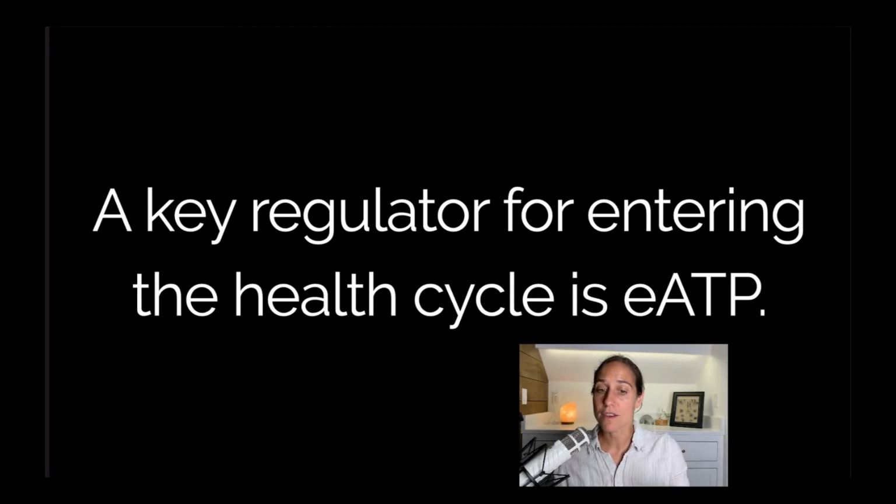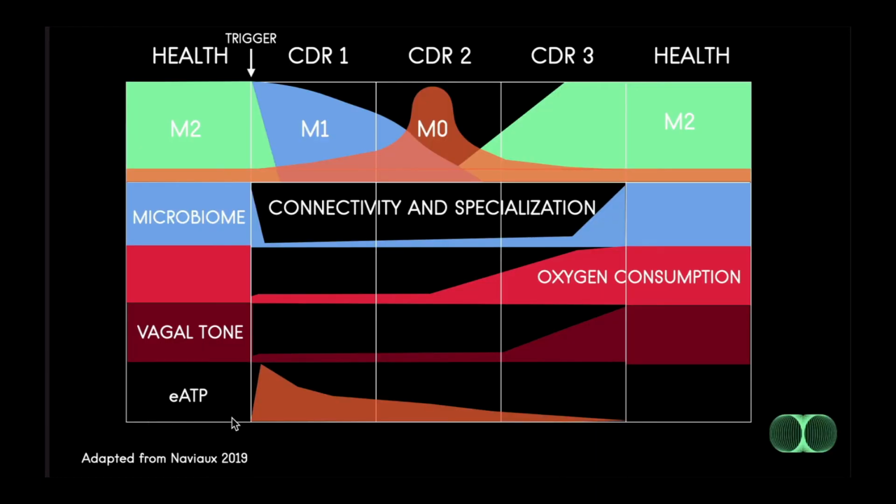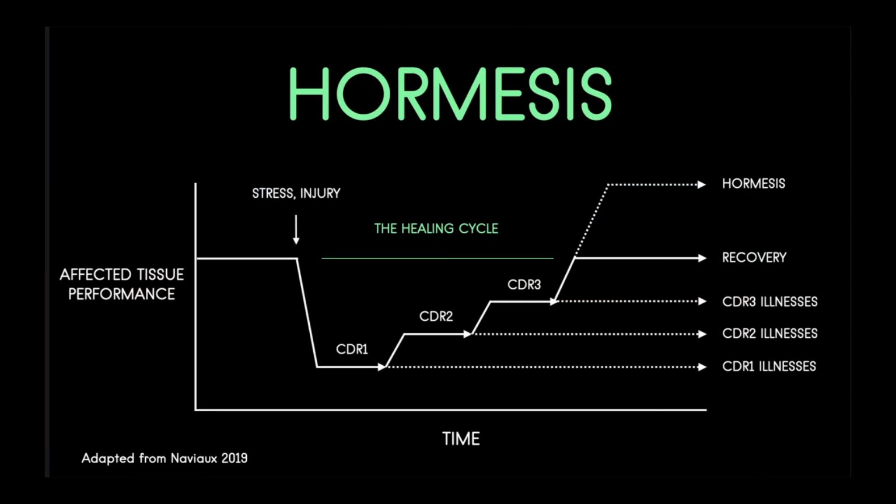A key regulator for entering the health cycle is eATP. So as I explained earlier, this is really the core signal that is letting the area know whether or not there's injury or we can now go back into being healthy and thriving. And so we can see here at the bottom that we have this spike in eATP, which is really this core primitive signal of some sort of attack, and that as the healing cycle is progressing over time, this is coming down, right? And so in order for us to go into health, this really needs to go down to the bottom.